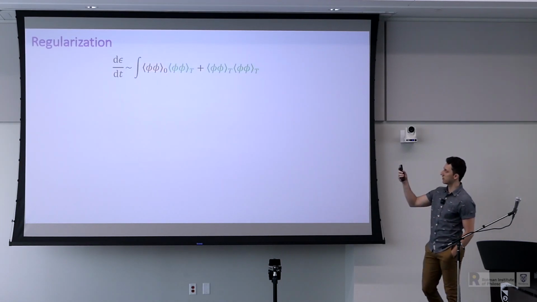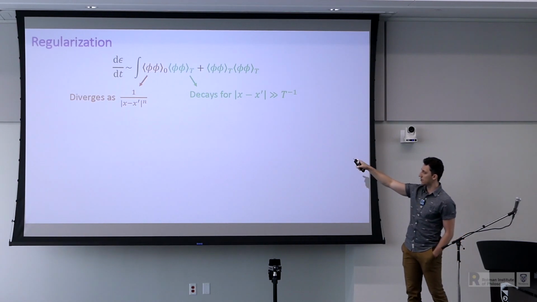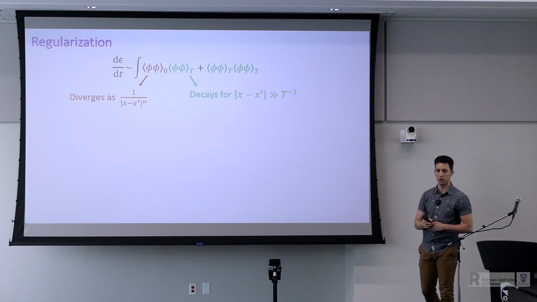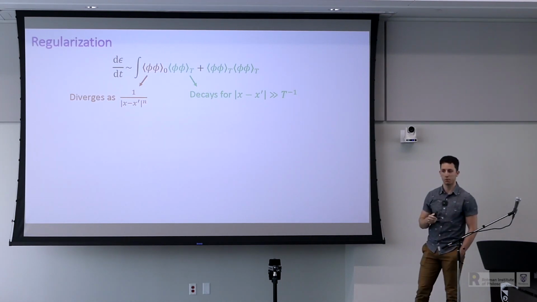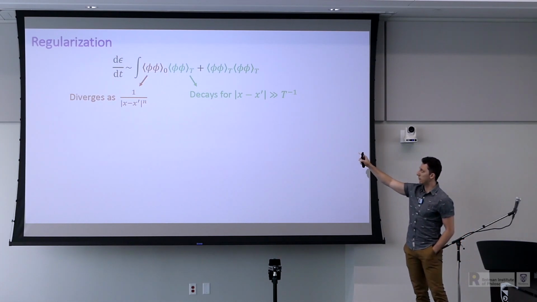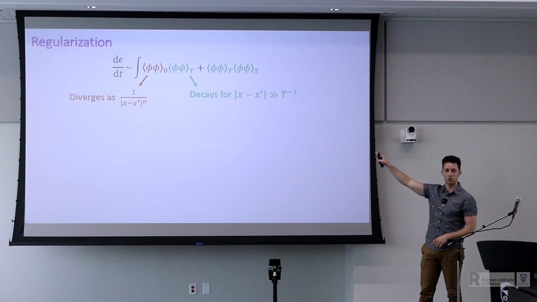So to understand this, let's look at the divergences a bit more carefully. The divergent term, the red one, the vacuum term, has a divergence as 1 over (x minus x prime) to the power of n. As you can see, in the coincidence limit, when the two points x and x prime are the same, we get a divergence of a 1 over x to the n type. The nice thing about the green term is not only is it finite, but it also decays rapidly to 0 when the two points x and x prime are much farther apart than the scale set by the temperature. So this is going to be useful in regularizing this expression.